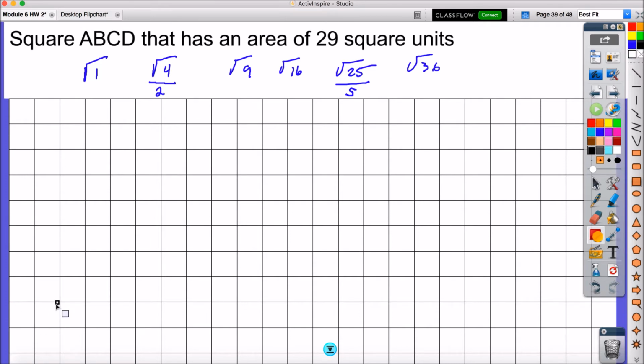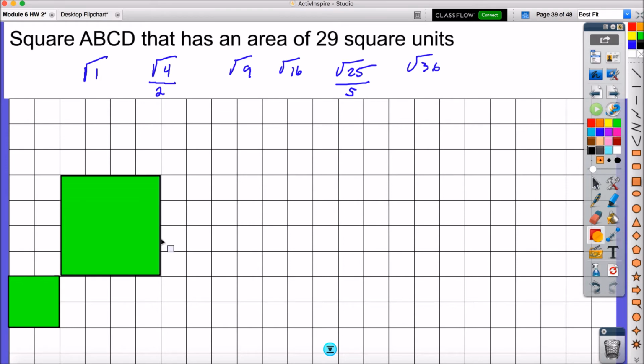If I had a square, let me change the color. If I had a square that had an area of 4, it would have a side length of 2. Hopefully I can get this. There we go. Okay. And then the next one attached to it, I would have an area of 25.